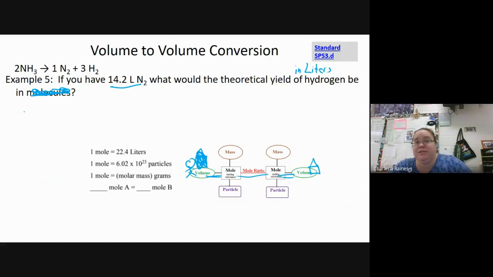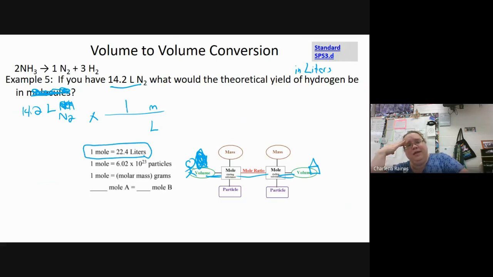First number that I write, 14.2 liters. I don't know why I was putting ammonia, but not ammonia. Since I started with liters, it's got to go on bottom. If liters is on bottom, my cheat sheet tells me that mole's got to go on top. And it's got to be a 1. Liters is on bottom, that means 22.4 has to go on bottom.